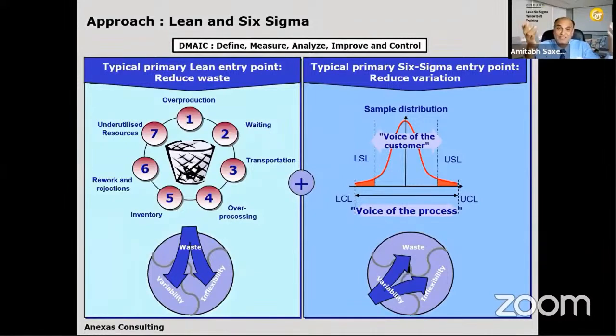There are regression equations in your operations. There are control limits of each and every machine, each and every process, each and every delivery process, each and every banking process. Every process has control limits. They exist, but we are not aware of them, and we manage without knowing all these things.